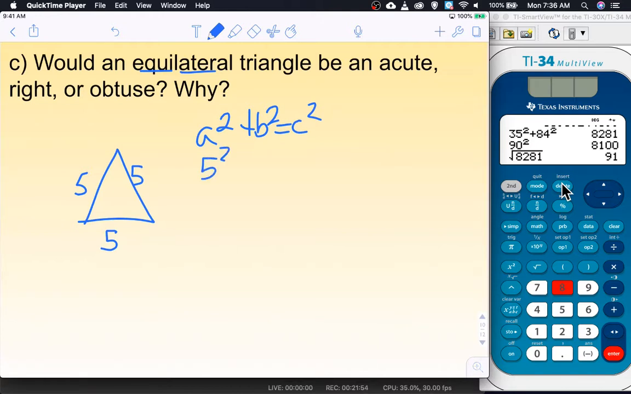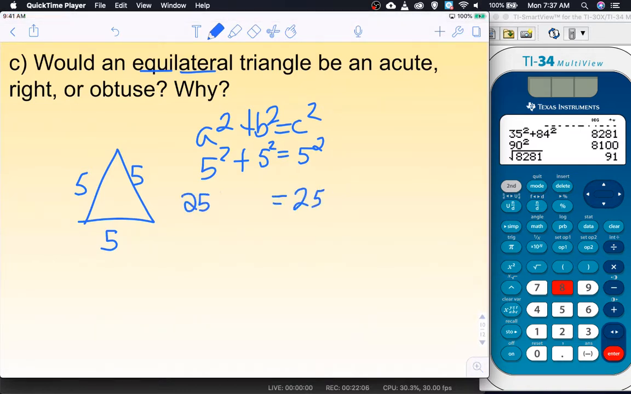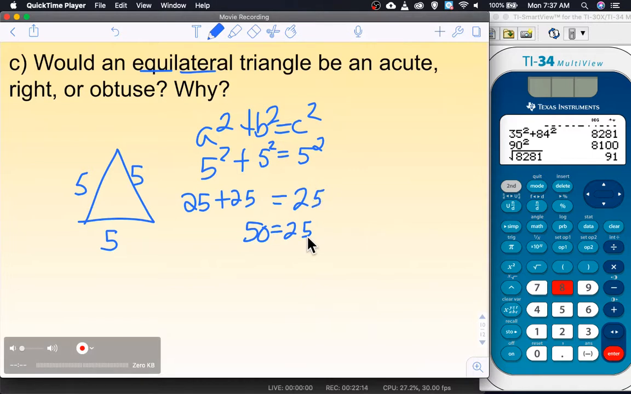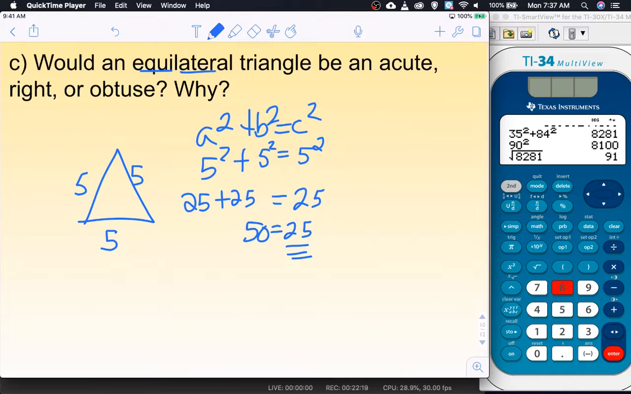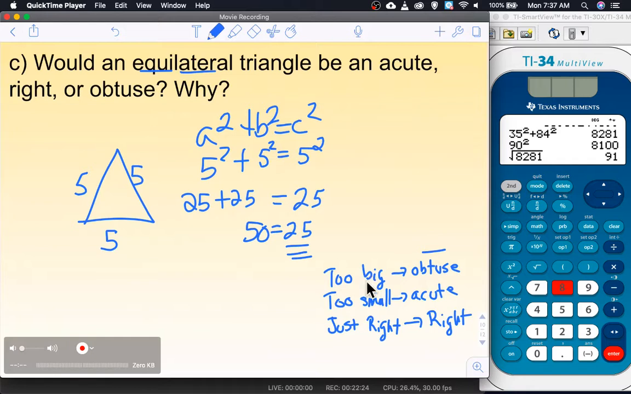Let's see. 5 squared plus 5 squared equals 5 squared. I can tell already, there's no way that this side is going to equal this side. Because over here, I've got 25. On the left, I've got two 25s. I've got 50 equals 25, which just doesn't work. So my hypotenuse is way too small, which makes this an acute triangle.